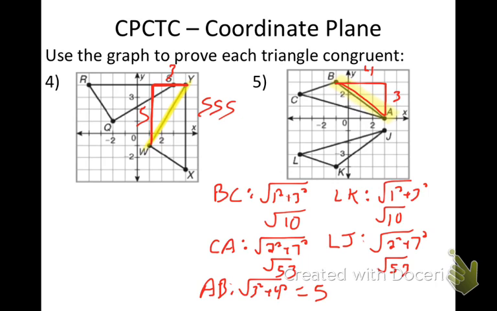And then the last one here, KJ. Make my right triangle here. 3 and 4. What's KJ come out to be? 5. I have square root of 10, square root of 10, square root of 53, square root of 53, 5 and 5. Are they the same? Yep, that'd be side, side, side again. Nice job.